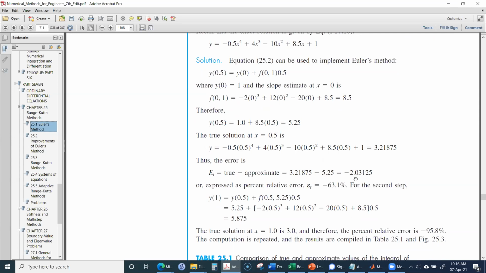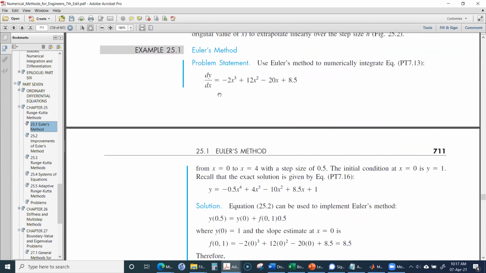So this process can be repeated for the next step. By this process, we have first found the value of y at x equal to 0.5. Since the step size is 0.5, the next step will be at x equal to 1. So for y at x equal to 1, we will use the previous step, y at x equal to 0.5. And in this case, the slope will be calculated at 0.5 with the previously calculated value of 5.25. So in this way, f of 0.5, 5.25 is calculated by this original equation.